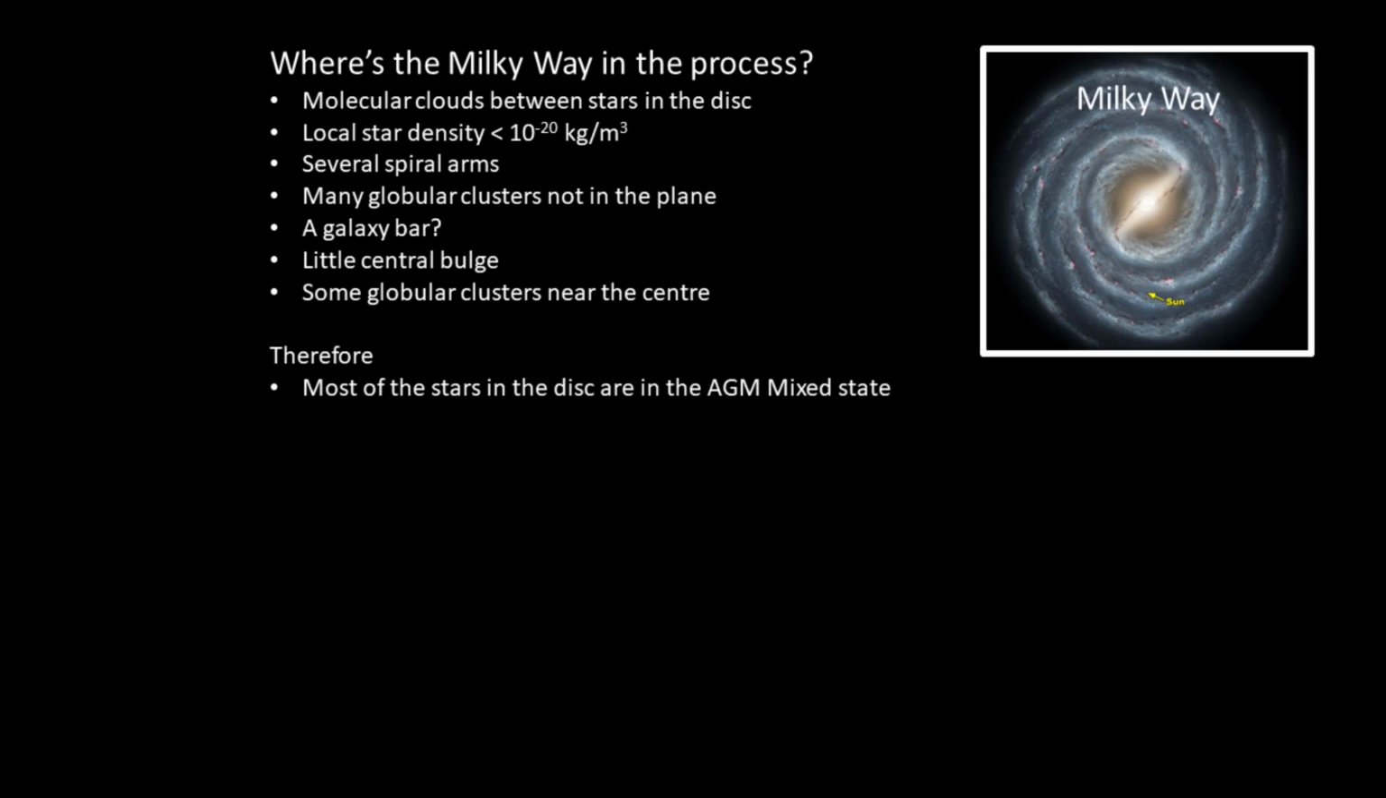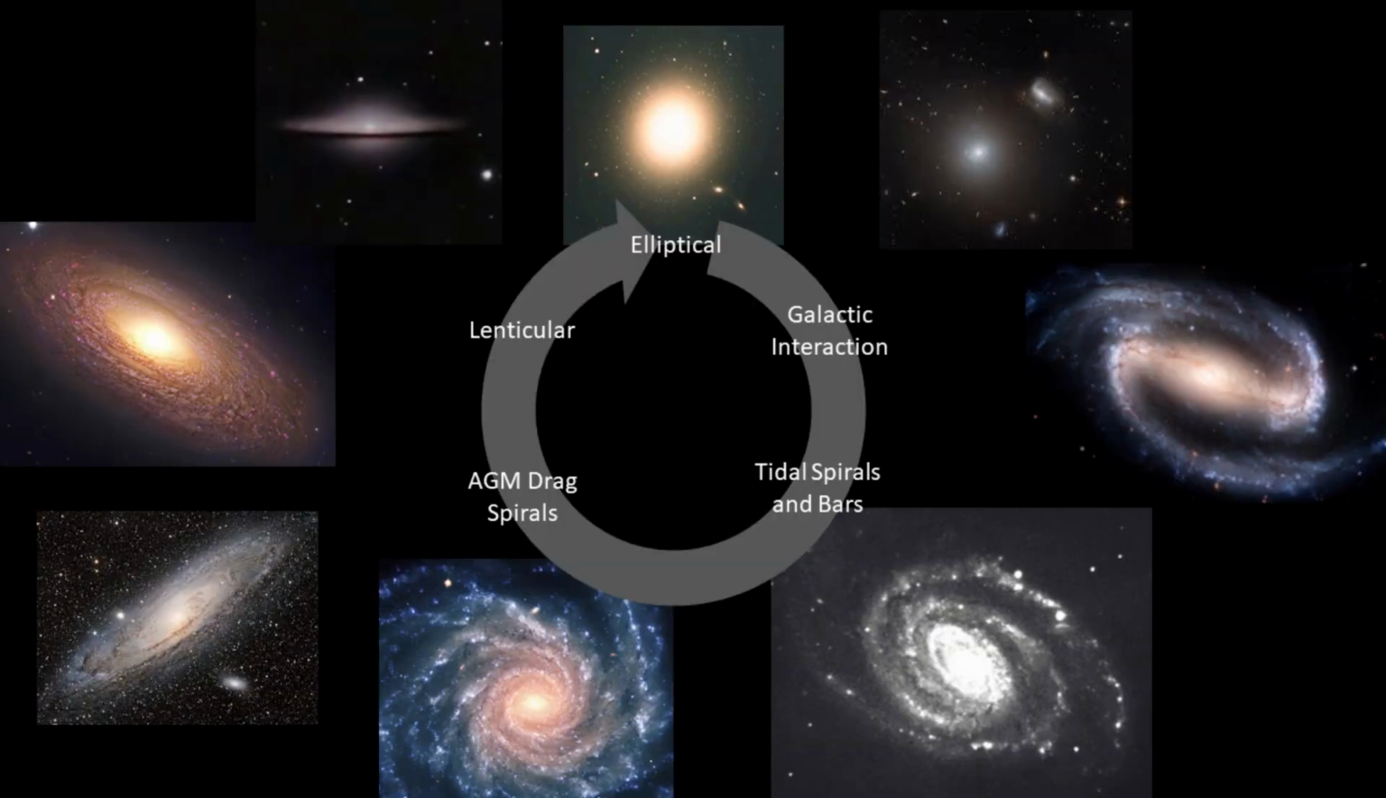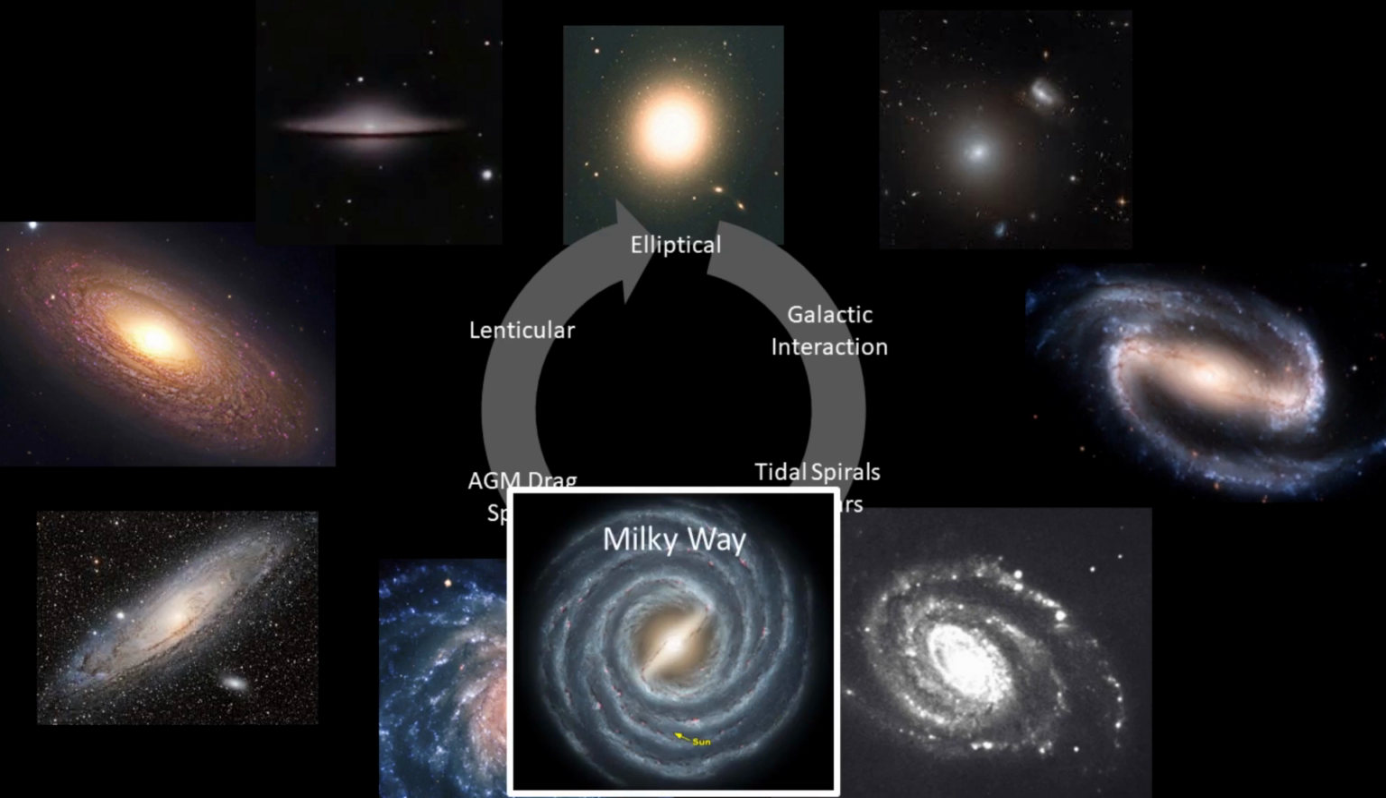Most of the stars in the disk are in the AGM mixed state. We know that because there are molecular clouds between the stars, and because the local star density is fairly low. These are AGM drag spirals. We know that because the stars are in the AGM mixed state and there are more than two spiral arms. There's no big shared AGM boundary because we can see globular clusters near the centre. Globular clusters wouldn't exist within the shared AGM boundary. And that tells us that the Milky Way is at about the 6 o'clock position on the galaxy life cycle diagram. It's round about here.